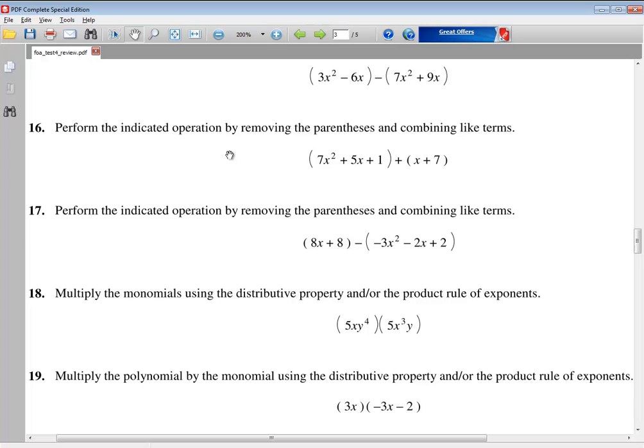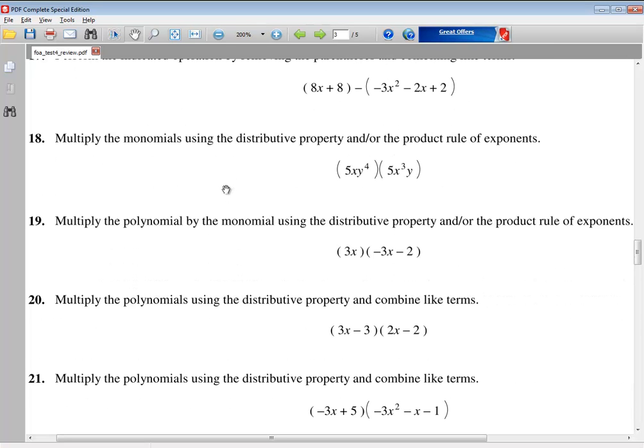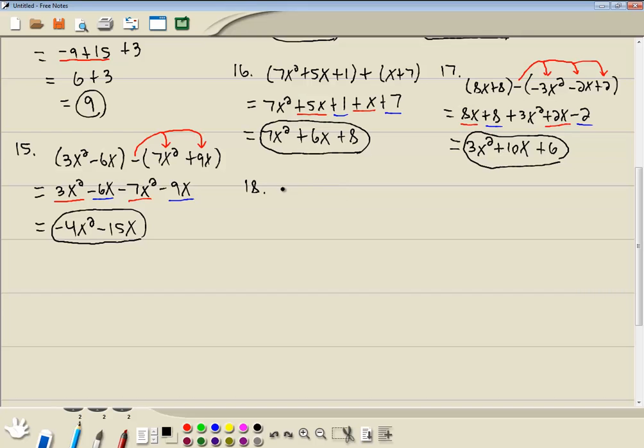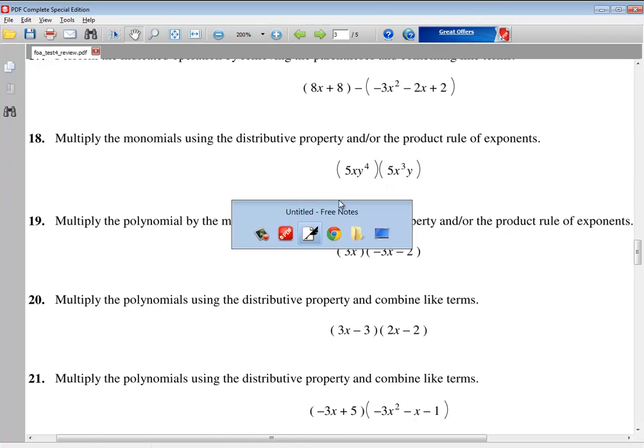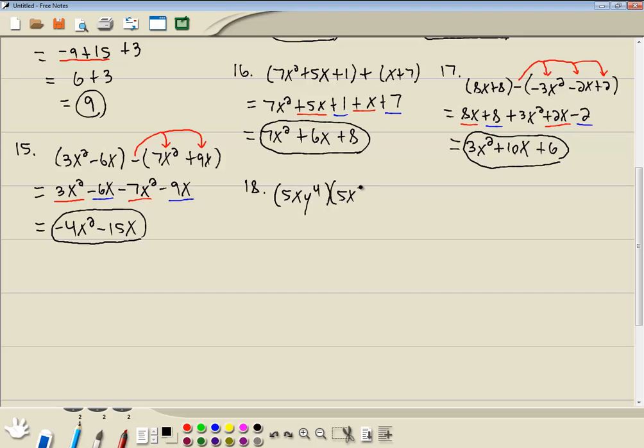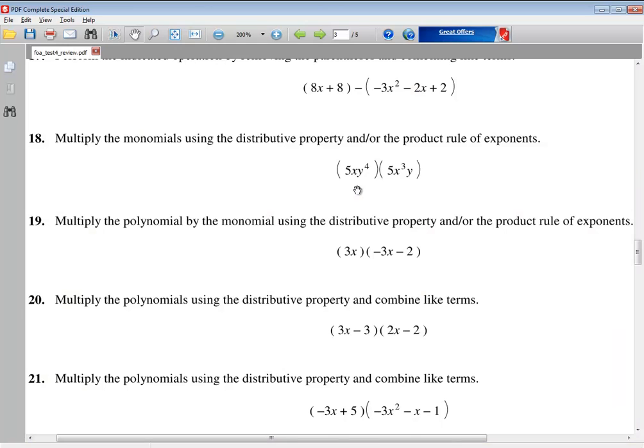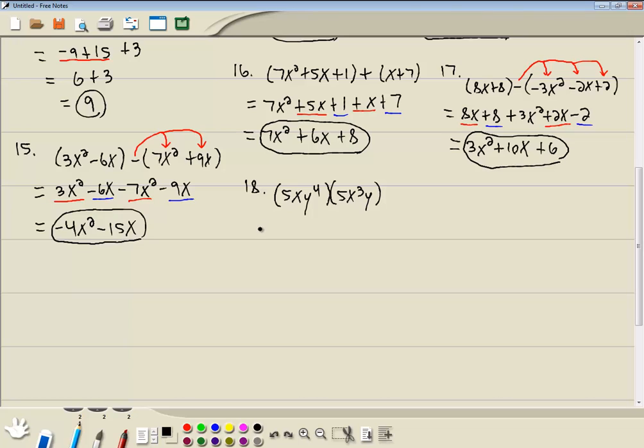Let's see, number 18. Multiplying monomials. So we got 5x y to the fourth times 5x to the third y. Now when you're multiplying monomials, you multiply the like items together. When I say like items, you multiply the numbers together first. 5 times 5 is 25.